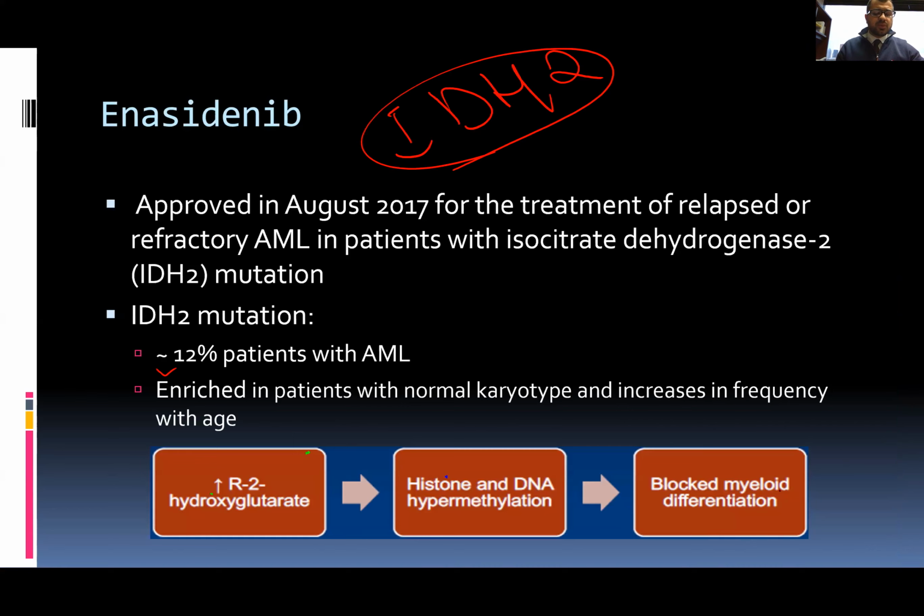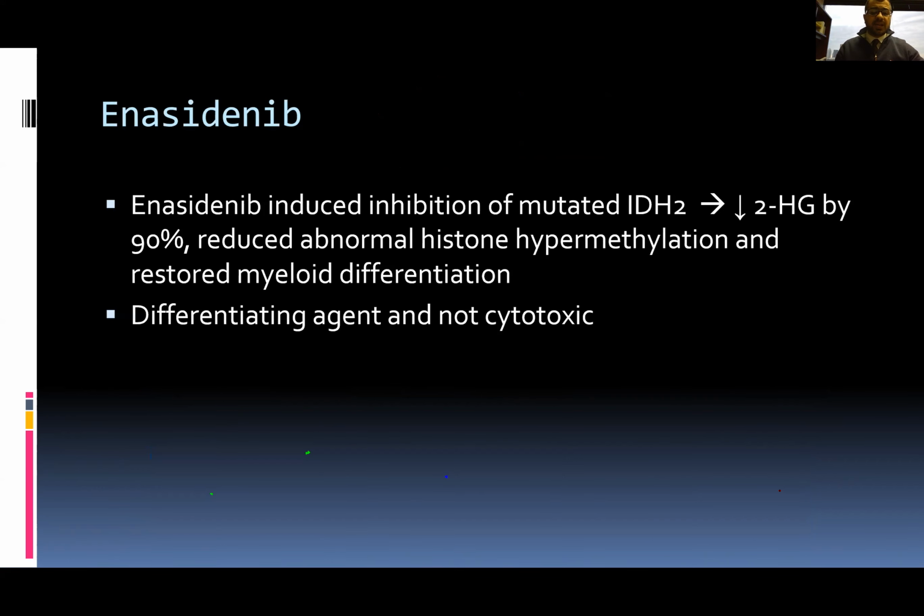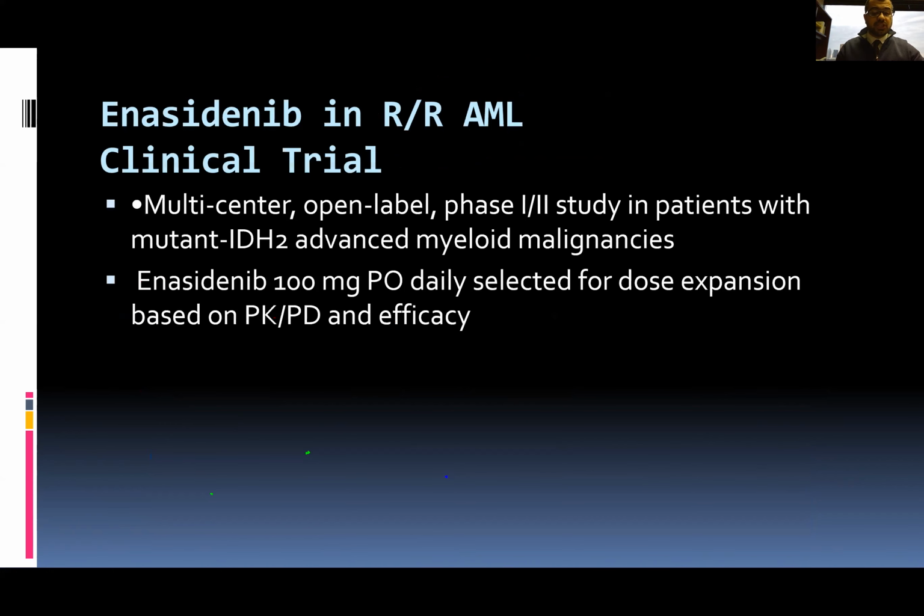With the mutation, there's an increase of the R-2-hydroxyglutarate, histone and DNA hypermethylation, leading to blocked myeloid differentiation, and that's how you get stunted into the blast phase. And then the enasidenib-induced inhibition of the mutated IDH2 decreased the 2-hydroxyglutarate by 90%, reducing that abnormal histone hypermethylation as well as restoring myeloid differentiation. Remember, because of that, it's a differentiating agent, so worry about differentiation syndrome the same way you worry about it with ATRA in APL.